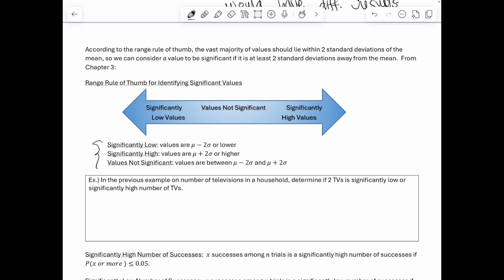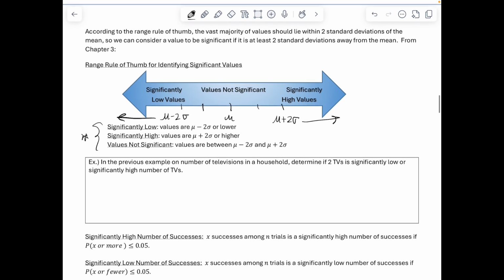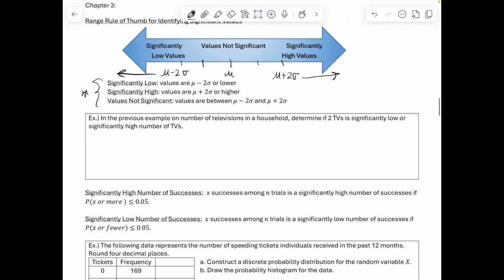And so this is written down here also, along with our double arrow diagram that we saw before in previous chapters. In the middle, you do have your mean. And being 2 standard deviations away, we have mu plus 2 sigma. So anything larger than that is going to be significantly high. And likewise, going the opposite direction, mu minus 2 sigma. Anything smaller than that is considered significantly low. It is also written in words right below the diagram.